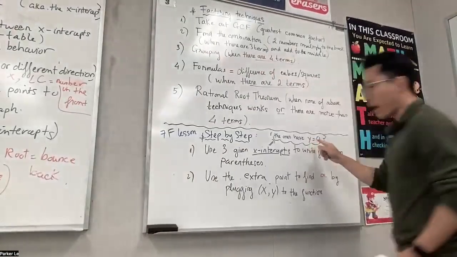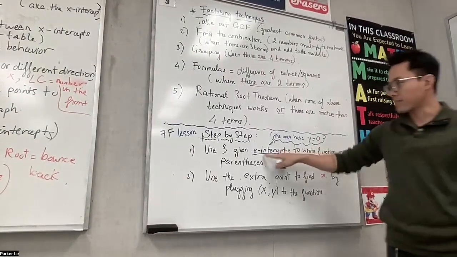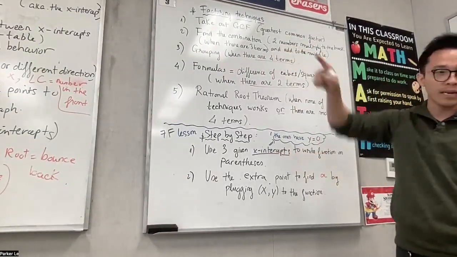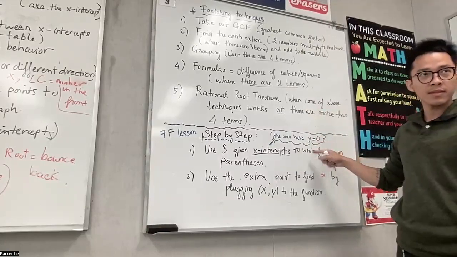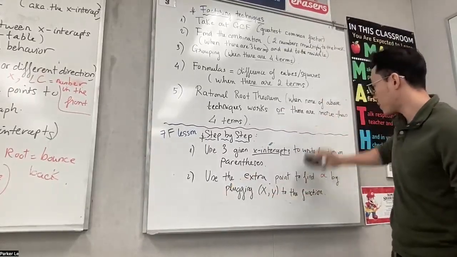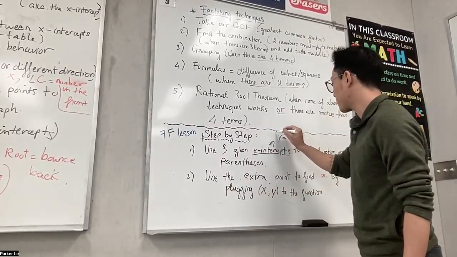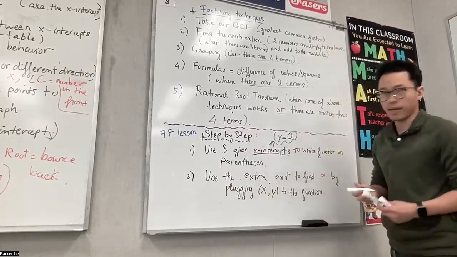Oh, the one that has y equal to 0. That means the x-intercept. So you're looking for the point that has y equal to 0. Yeah. Maybe not the one here. Just put y equal to 0. Y equal to 0. Yeah.